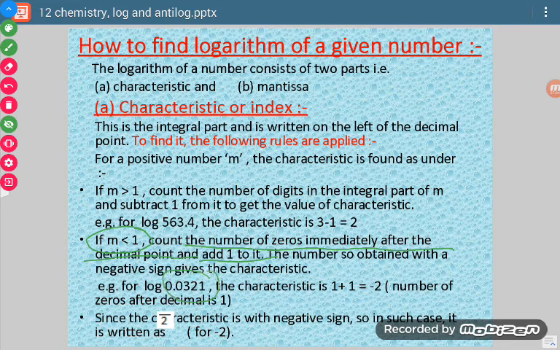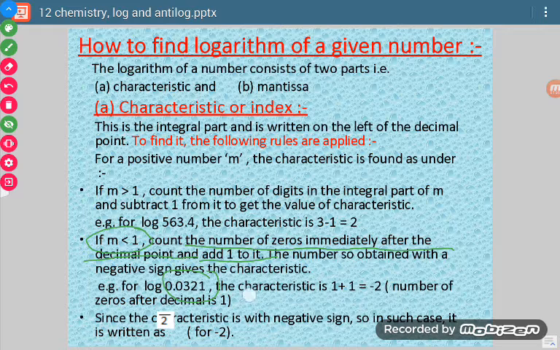Now see, this is the value given to us. Now portion which is after decimal is 0.0321. So there is 1 zero value. Okay, so only 1 zero is there. It means what we will get? 1 plus 1. So we will get 2.